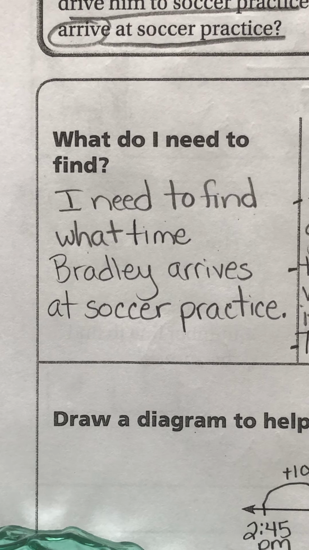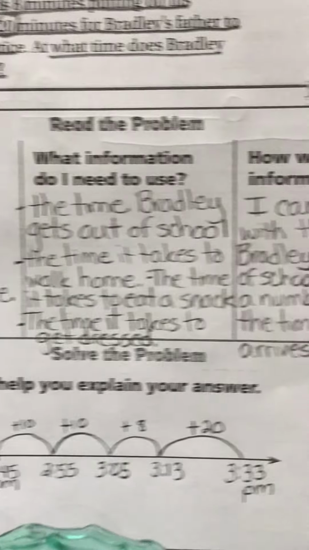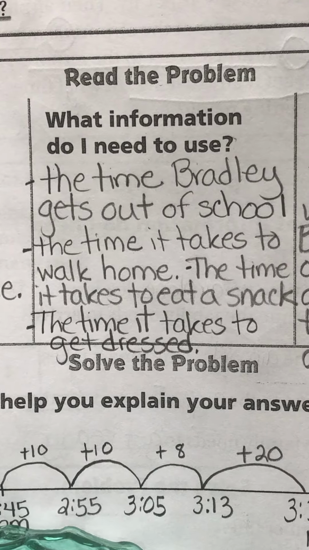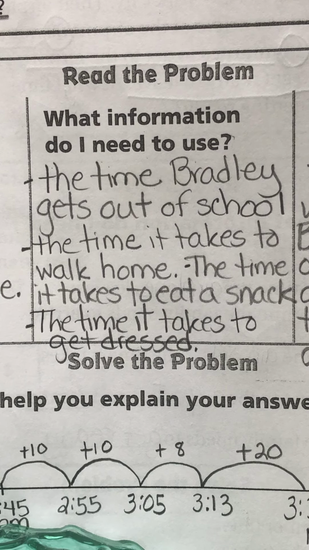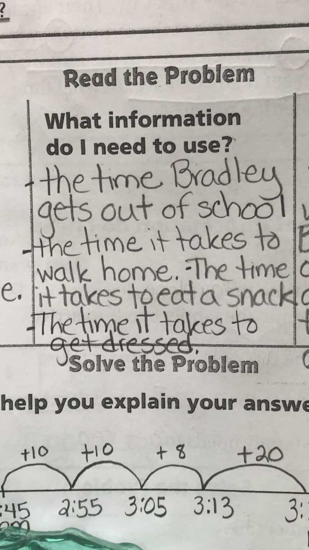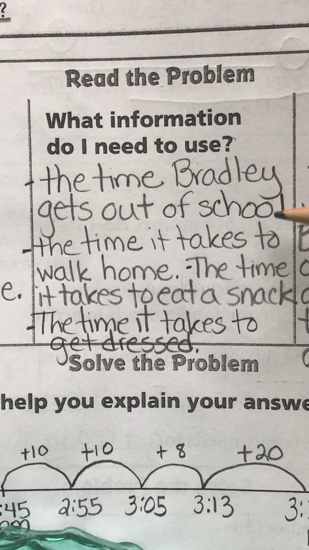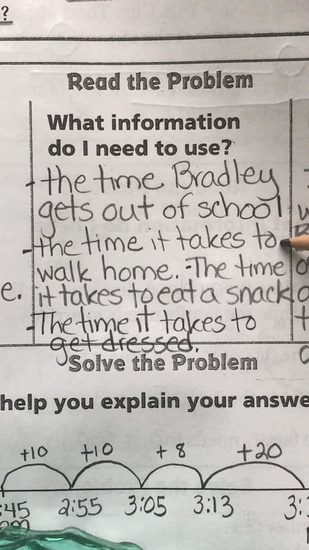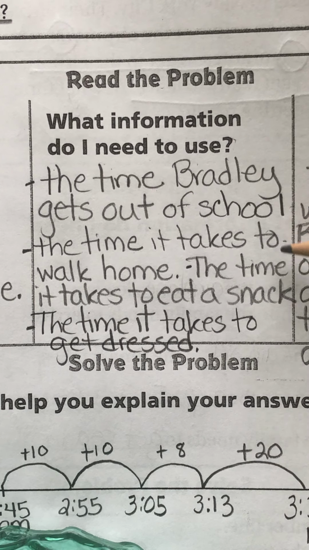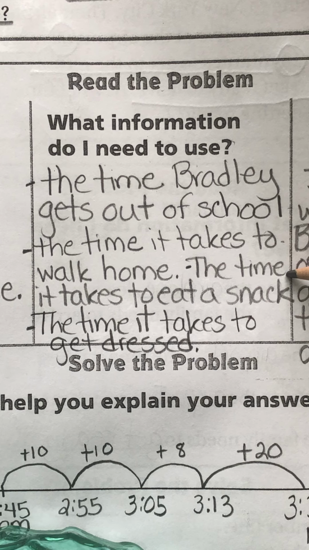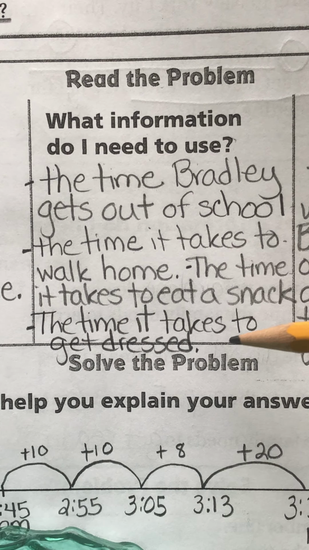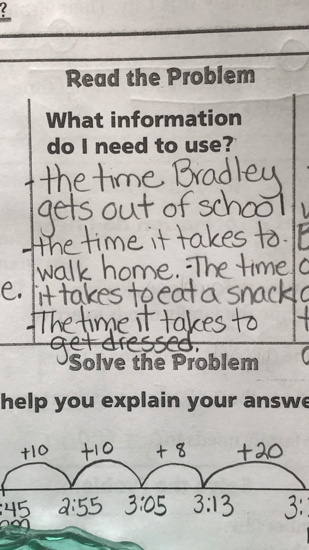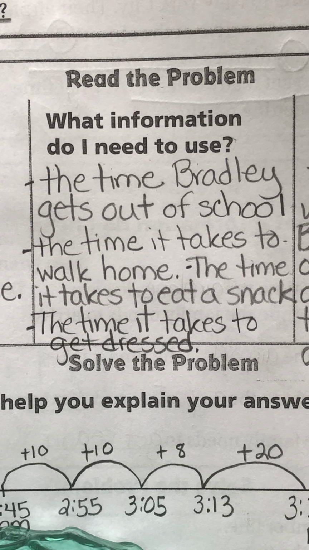Then, in the middle section, it says, what information do I need to use? There's a lot of information. You need to know the time Bradley gets out of school. You need to know the time it takes to walk home. You need to know the time it takes to eat a snack. And then the last one, you need to know the time it takes to get dressed. He did a lot of stuff before he got to soccer practice.